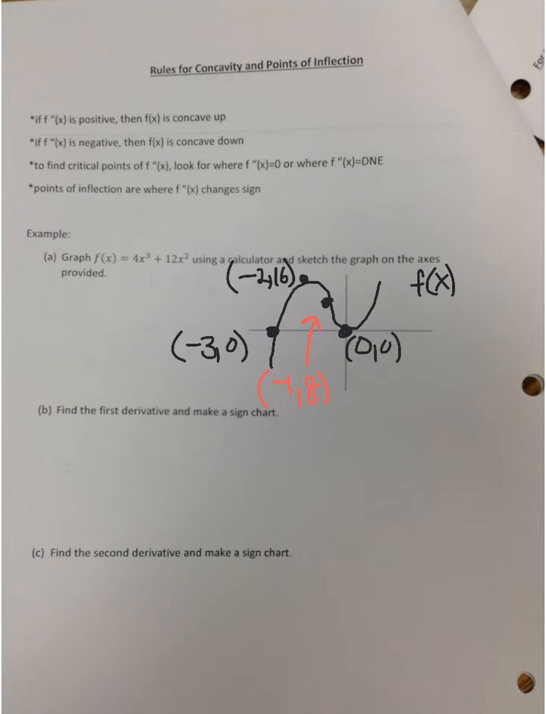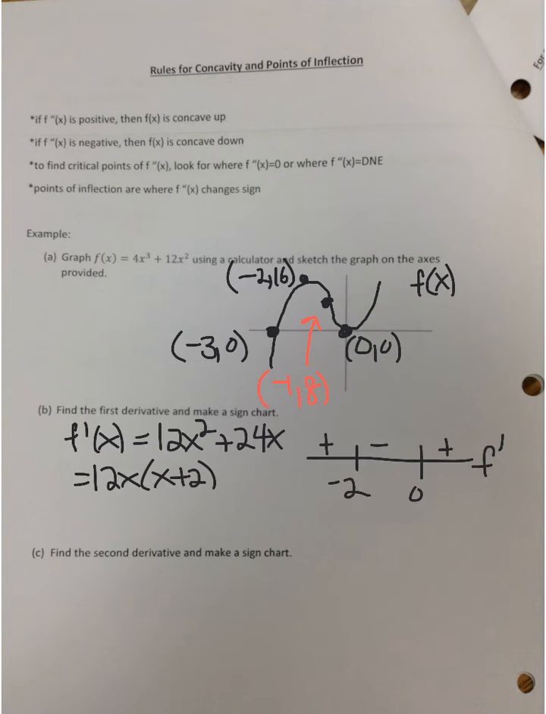All right, so look at part B. Part B says find the first derivative and make a sign chart. So you're going to do that. And then part C says find the second derivative and make a sign chart. By the way, same rules in part C as part B, nothing changes. So take a few minutes, pause me, work on that.